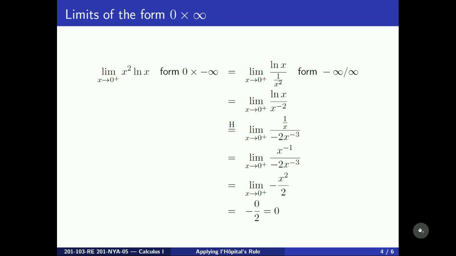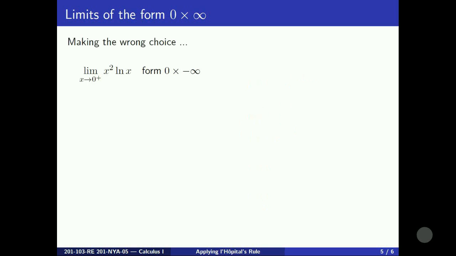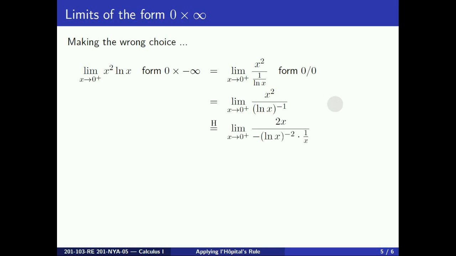Now let's take a look at what would have happened if we had started our computations instead by sending ln of x in the denominator. Because ln of x goes to minus infinity, then 1 over ln of x goes to 0. And by sending ln of x in the denominator, we get a limit of the form 0 over 0. We write 1 over ln of x as ln of x to the minus 1 to better differentiate it. Now we apply L'Hôpital's rule.